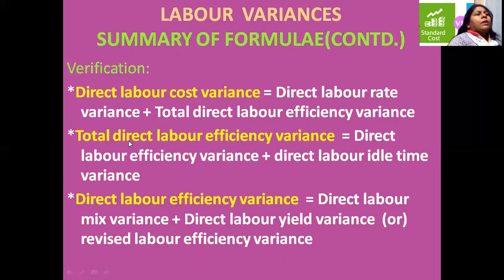Total direct labor efficiency variance can also be cross verified: direct labor efficiency variance plus direct labor idle time variance. Next, direct labor efficiency variance is equal to direct labor mix variance plus direct labor yield variance, or instead of the yield variance, we can make use of the revised labor efficiency variance. This depends upon the output details. As already mentioned, if output details are given we can use the labor yield variance; if not given, we can use the revised labor efficiency variance.